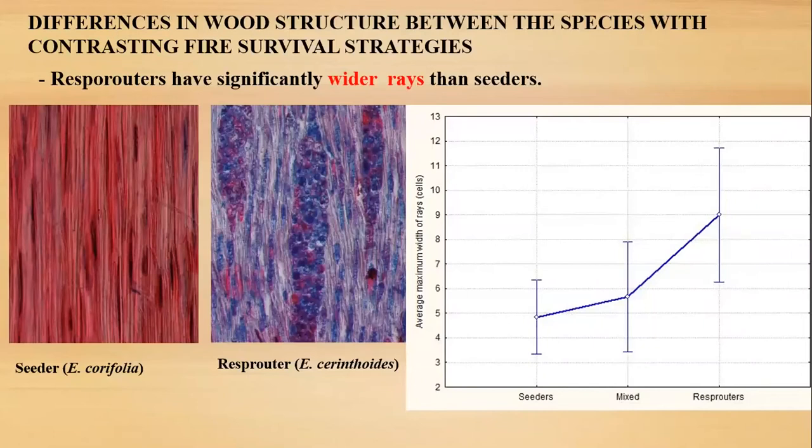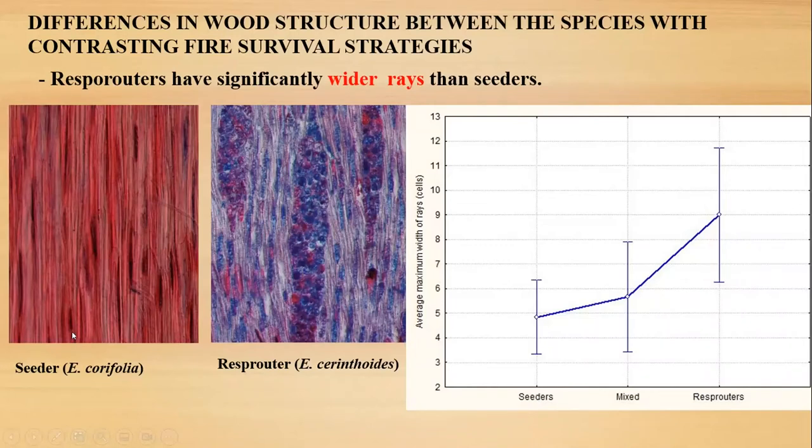Also, we tried to look into the differences between the fire strategies, the contrast that we want to know between the seeders, mixed, and the resprouters. So we tried to classify our samples and map out what happened. And we can see the differences. There was a significant difference between the seeders and the resprouters. We can see the seeders and the mixed don't have much difference. The great differences were observed between the seeders and the resprouters.